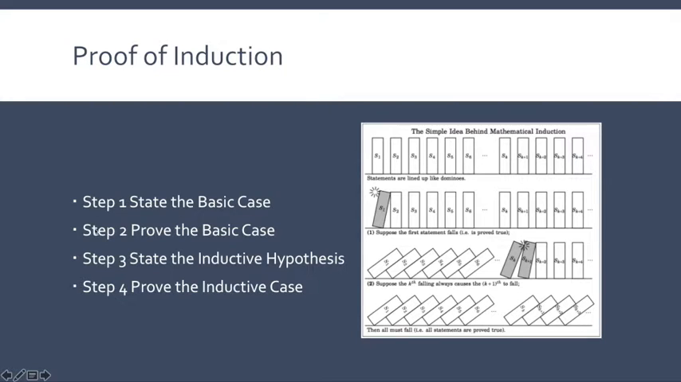We're going to use 4 steps to prove the relationship between these dominoes. So we're going to state a base case, then prove the base case is true. Then we're going to establish the inductive hypothesis, and we are going to prove the inductive case.